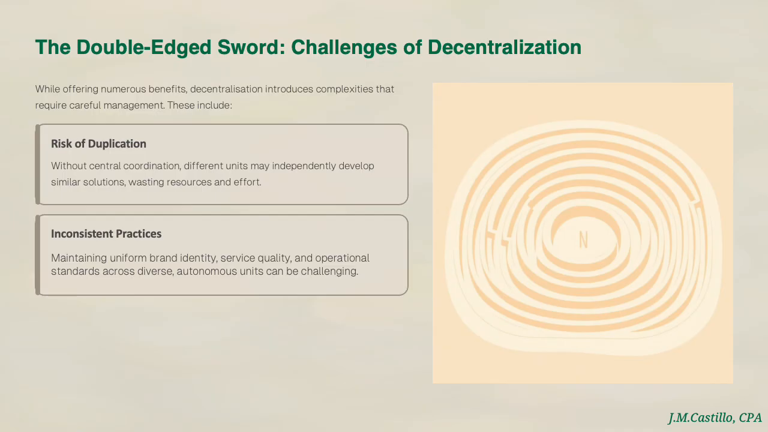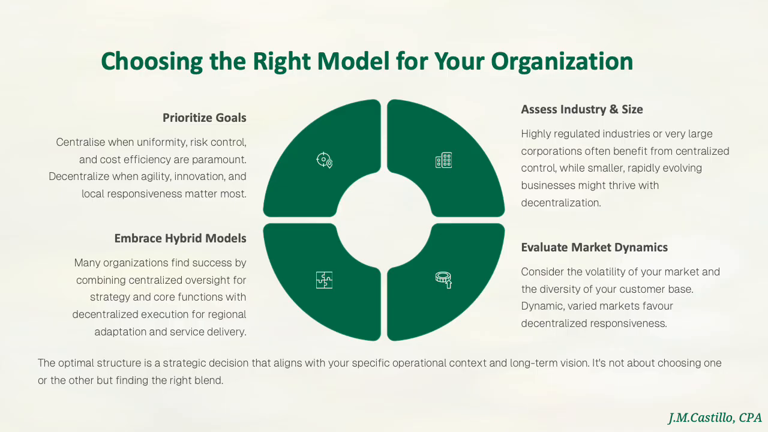So, these are just some of the challenges of using decentralized operation. Now, what would then be the best model to be used? So, you just have to consider these 4. Prioritize mo yung goals. Pwede naman kasing combination of the 2. You centralize when it comes to uniformity, risk control, and cost efficiency, and paramount. Then, decentralize natin when agility, innovation, and local responsiveness matter most.